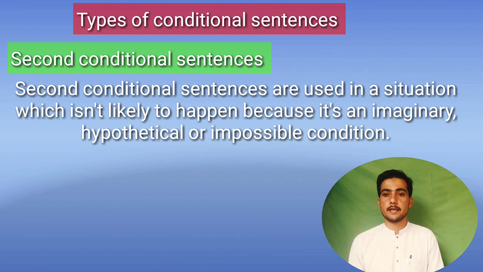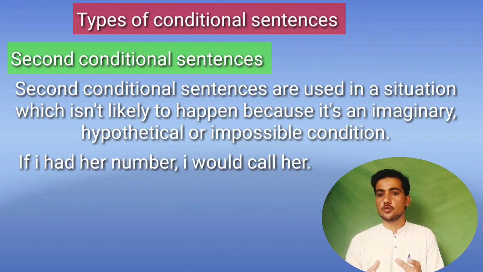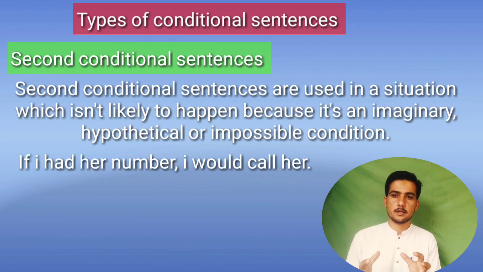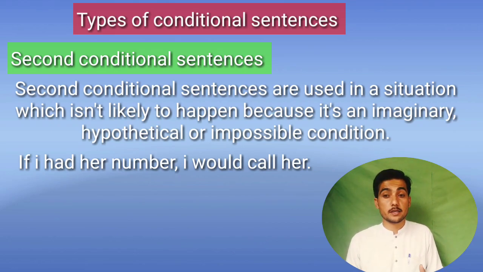For example, if I say, if I had her number, I would call her. So you can see here it is a hypothetical situation. I'm saying that if I had her number, I don't have it right now, and there is no one to give it to me right now. So it is a kind of hypothetical situation. And if I had her number, I would call her. I don't have her number. That's why this is a kind of condition which cannot be attained and which cannot be fulfilled, because it is an imaginary situation. Okay, and how can we form such sentences?